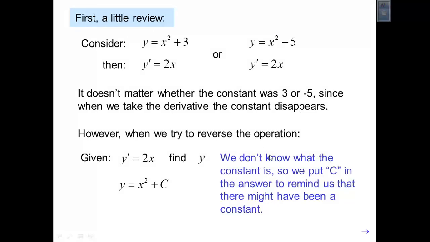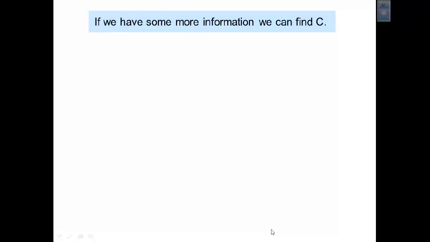Now, we don't know what the constant is, so we put a c in the answer to remind us that there might have been a constant. There probably is a constant. The case is the constant may have been 0, so it wouldn't have actually been there. Now, if we have some more information, we can actually find what c is.